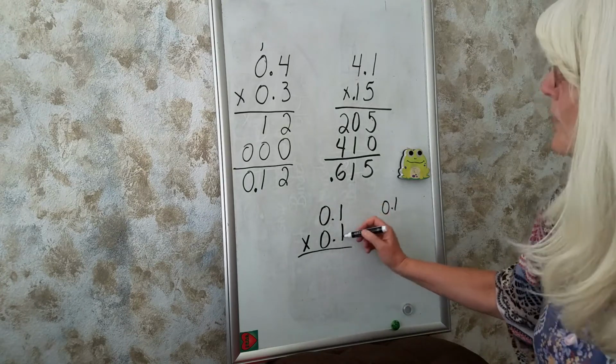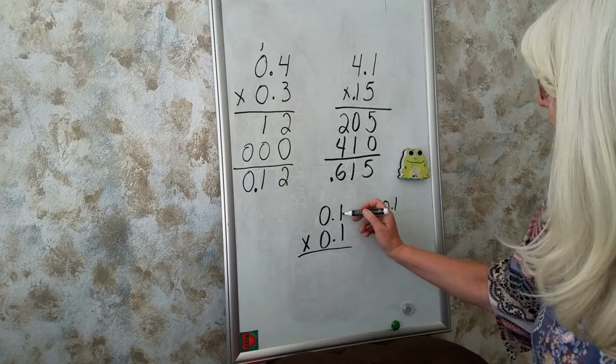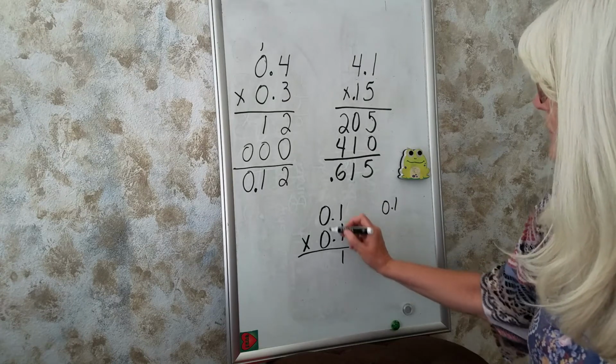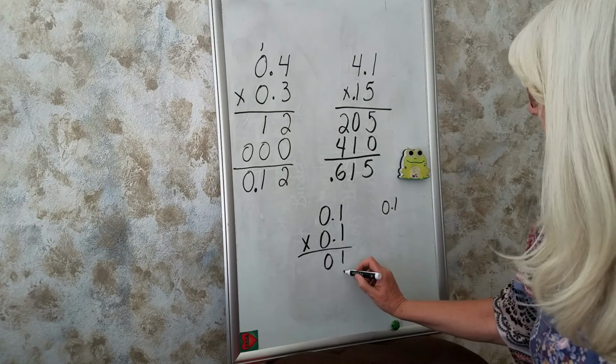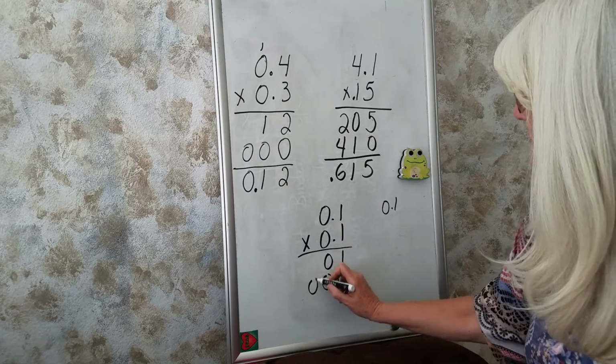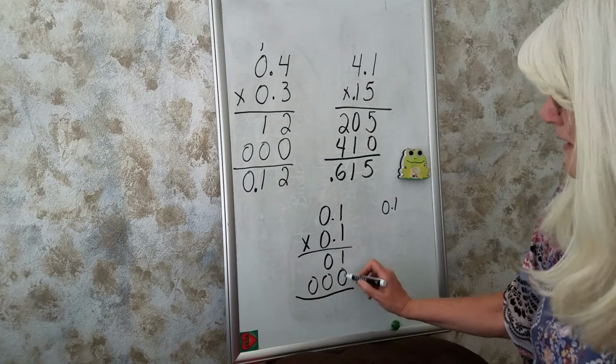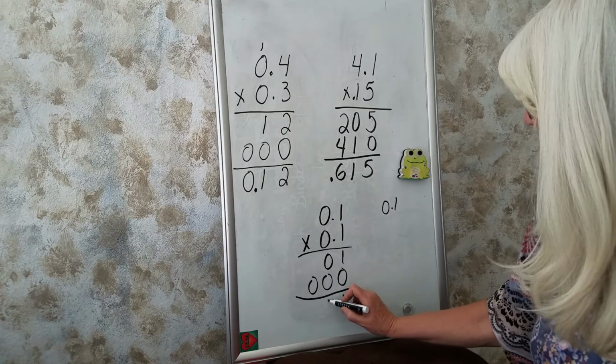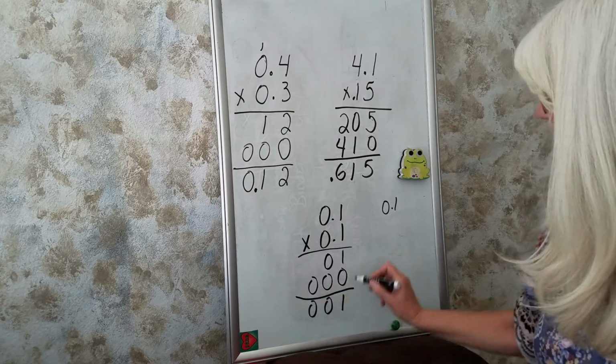So let's ignore the decimals and let's multiply. 1 times 1 is 1. 1 times 0 is 0. I annex a 0. 0 times 1 is 0. 0 times 0 is 0. All those zeros for 1, 1.